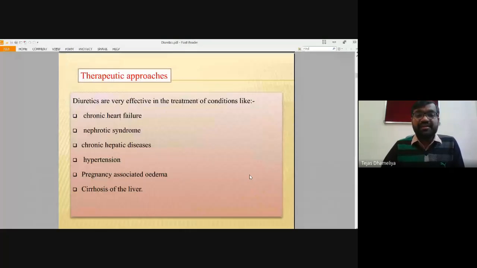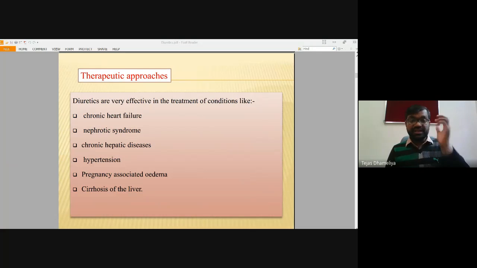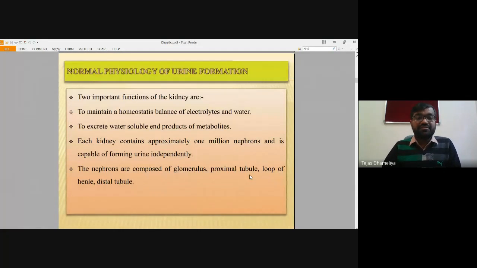So there can be several therapeutic applications for all of these diuretics. They can be used in chronic heart failure or nephrotic conditions or chronic hepatitis, and yes, hypertension as well as edema. In some of the cases where it can cause edema, in this kind of pathogenic conditions, these are the substances which can be highly useful. Okay, so now next is cirrhosis of liver.